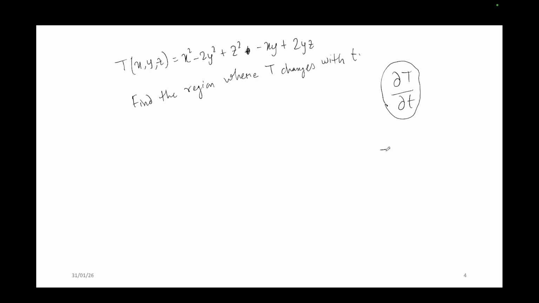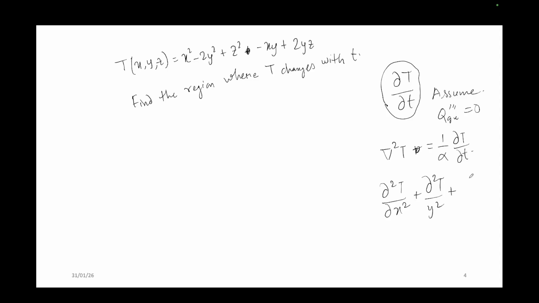So again, we know that del square T plus heat generation term. Assume, as nothing is given about heat generation, I consider it as 0. So I can write this as equal to 1 by alpha del T by del t. This one basically means the double derivative of T with respect to x square plus the double derivative with respect to y square plus the double derivative with respect to z square.